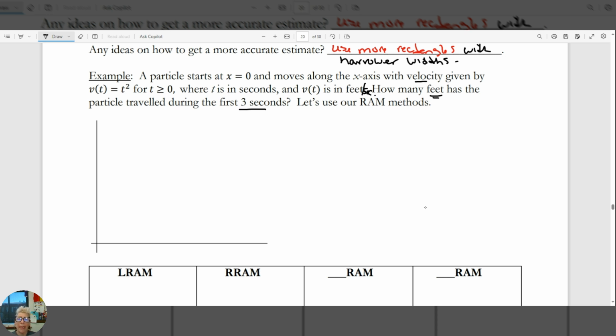So we're going to use our rectangle approximation methods. This is the right-hand side of a parabola. Let's draw that. We're talking about the first 3 seconds. At 0 seconds, we're at 0, 0. At 1 second, we're at 1, 1. 1 squared is 1. At 2 seconds, we're at 2 squared, which is 4. And at 3 seconds, we're at 3 squared, which is 9. Since we're talking about a 3-second interval, let's make 3 rectangles, one for each second. So rectangle 1, 2, and 3.